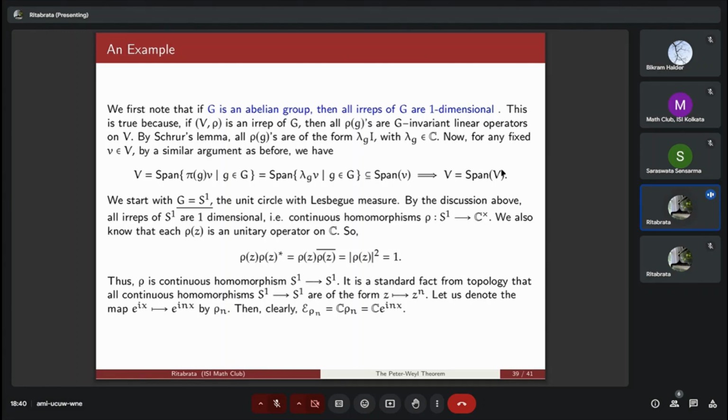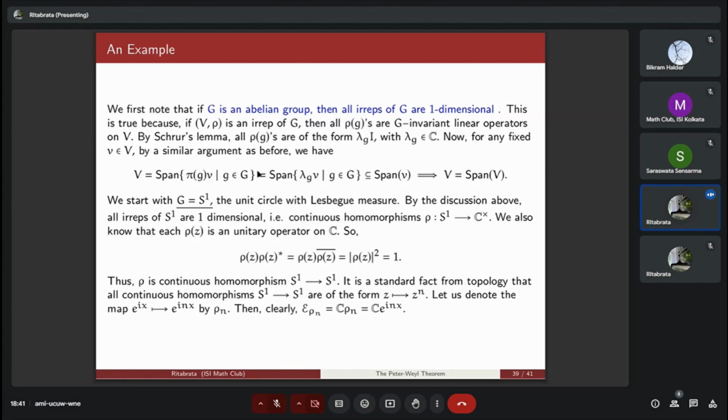We'll try to use this to prove something in Fourier analysis. We'll work with our G being the circle group S1 with Lebesgue measure. By the discussion above, all irreducible representations of S1 are one-dimensional, that is, continuous homomorphisms from S1 to C cross. Now, since each ρ(z) is a unitary operator because of unitary representations, ρ(z) star is the same as ρ(z) bar, so the norm of ρ(z) squared is 1 because you are in S1. So directly, all continuous homomorphisms are continuous maps from S1 to S1.